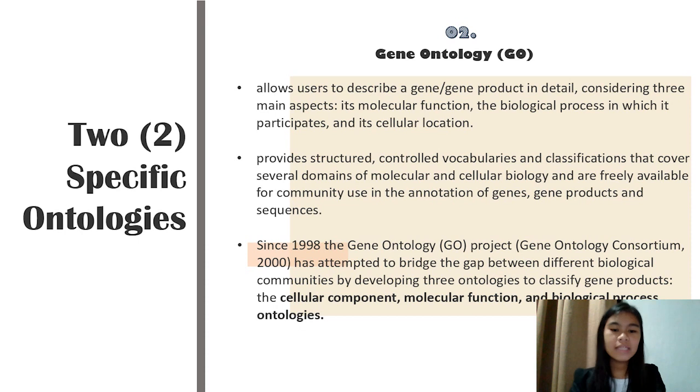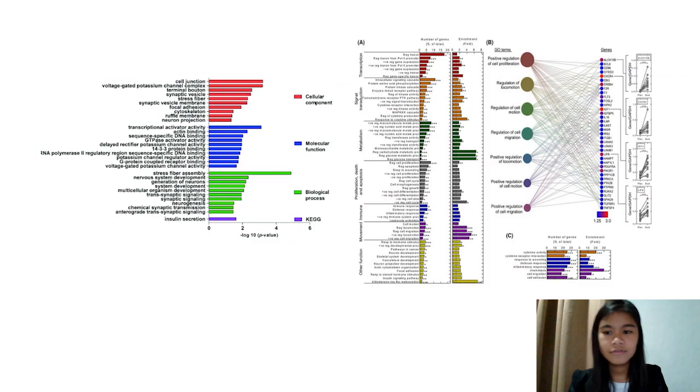So since 1998, the Gene Ontology or the GO project has attempted to bridge the gap between different biological communities by developing three ontologies to classify gene products, that is the cellular component, the molecular function, and the biological process of ontologies. So this is the graph of a gene ontology. Next.